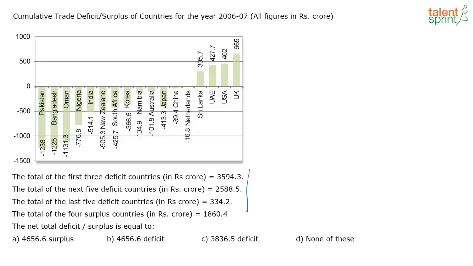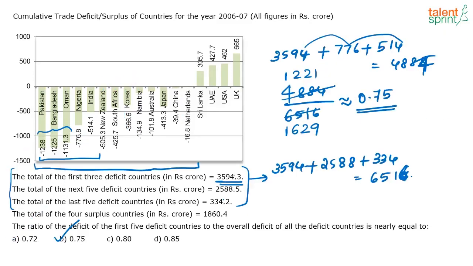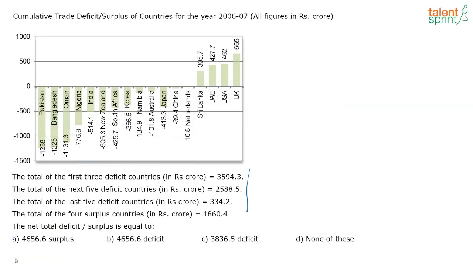Now again, to solve this question, you can make use of some values which we have already found in the previous question. What should you do? You have to first add up all the deficits. If you remember, in one of the previous questions we did that. We added up all the deficits and got 6516. So when you add all the deficits together, you get 6516. We already know this. Deficit means minus, so I have put a negative symbol in front.